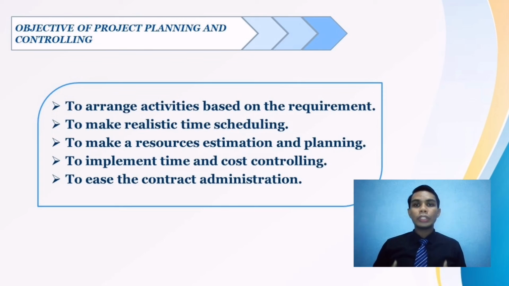These are the objectives of project planning and control. The first is to arrange activities based on the requirement, to make realistic time scheduling, to make resources estimation and planning, to implement time and cost controlling, and to ease the contract administration.